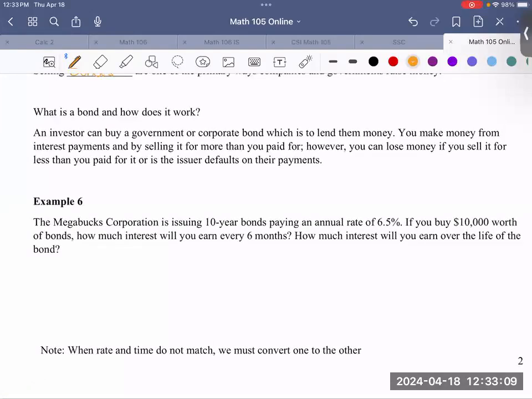So with that in mind, example 6. The Megabucks Corporation is issuing a 10-year bond selling at an annual rate of 6.5%. If you buy $10,000 worth of megabonds, how much interest will you earn every 6 months? How much will you earn over the lifetime of the bond?